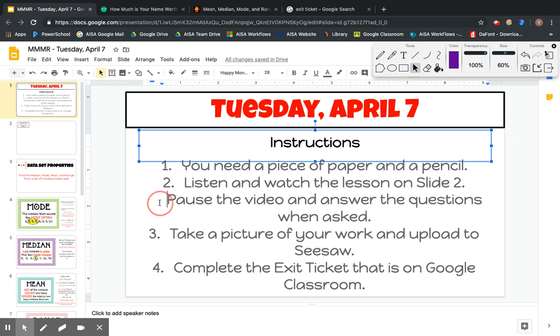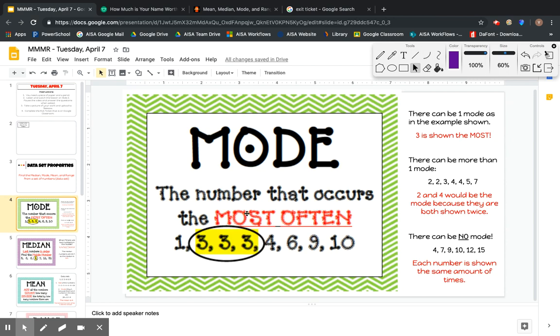Okay, let's get started and let's review what we learned on Sunday. So let's start with the easiest one, mode. Mode is just the number that you see most often in a data set. So in this example, we have the number 3 that repeats 3 times. So because it's the number that occurs the most, 3 is the mode.